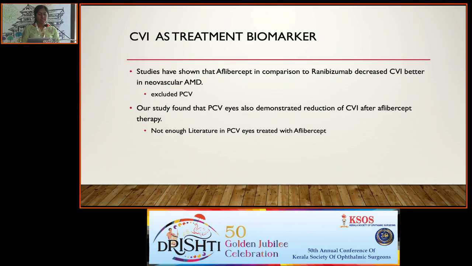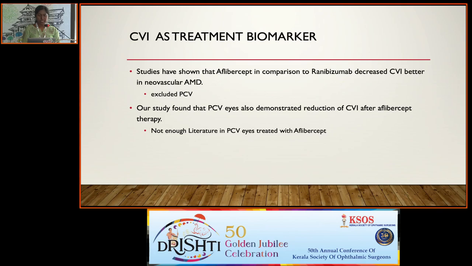Studies have also shown that aflibercept in comparison to ranibizumab decreased choroidal vascularity index better in neovascular AMD. These studies have excluded PCV, but our study found that PCV has also demonstrated reduction in choroidal vascularity index after aflibercept therapy. There is not enough literature in PCV eyes treated with aflibercept.